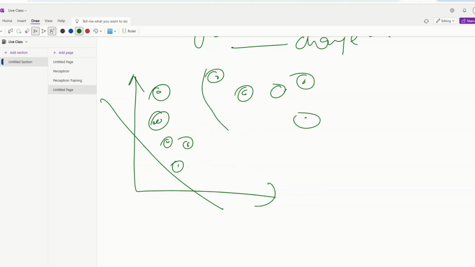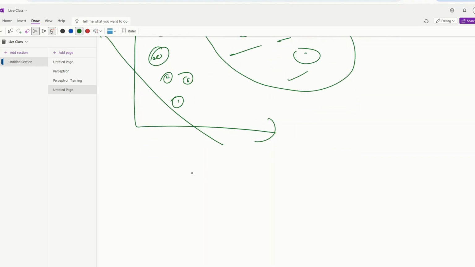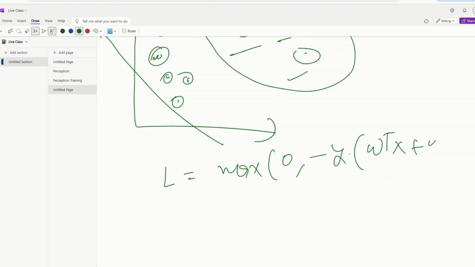So these are the points which are very far away. Even for these points, if we apply gradient descent, what is my gradient descent? If you see the loss function, your loss function is max(0, 1 - y(w^T x + b)). Suppose for a given data point, y and x are given. I know the value of y, my actual label, and the input.